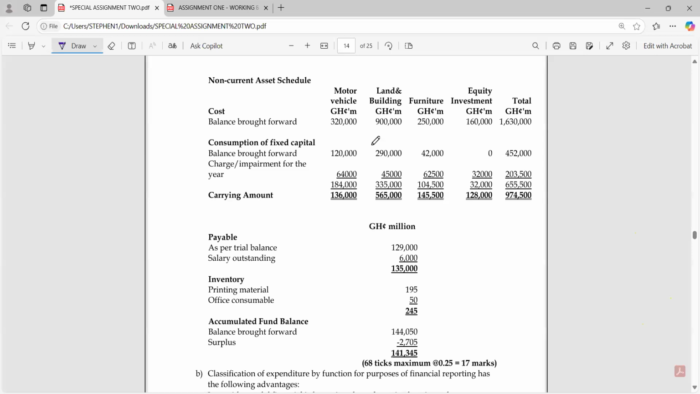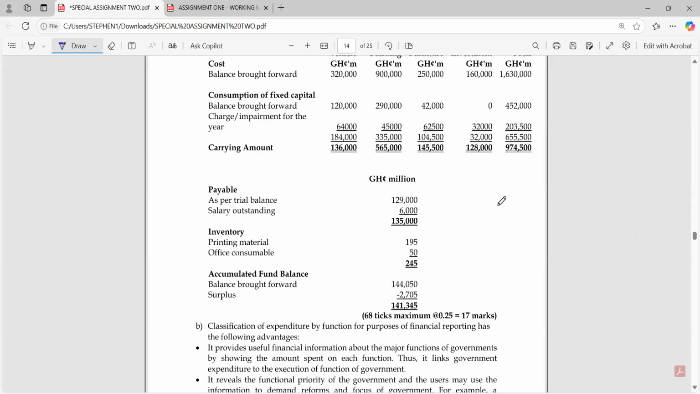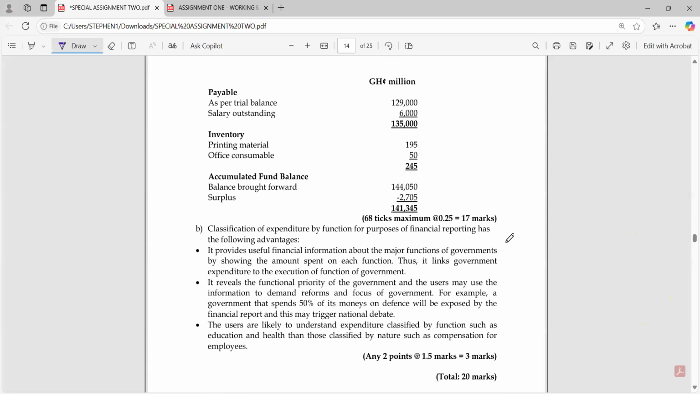Statement of the PP schedule. The PP schedule. Okay. Payable and what have you. Now look at this. It said what? This is the row marking. The row mark. So they said 68 ticks maximum. So you can get 70 ticks, you can get 80 ticks, you can get 90 ticks. But the maximum number of ticks they will allocate marks to is 68 ticks.